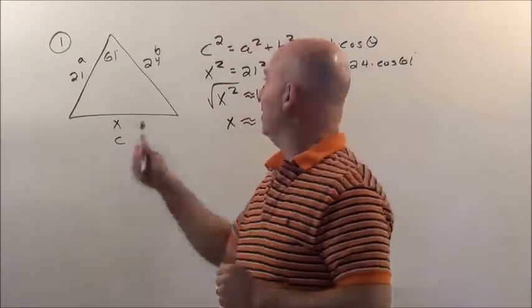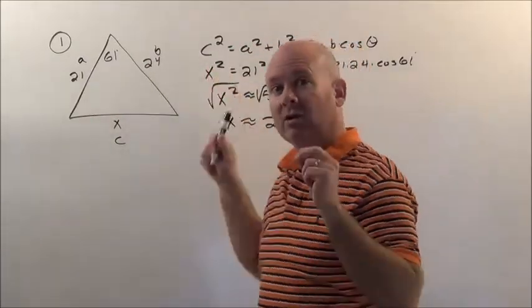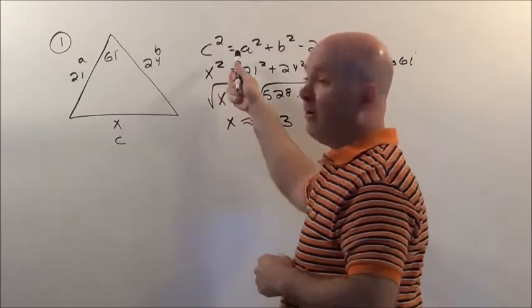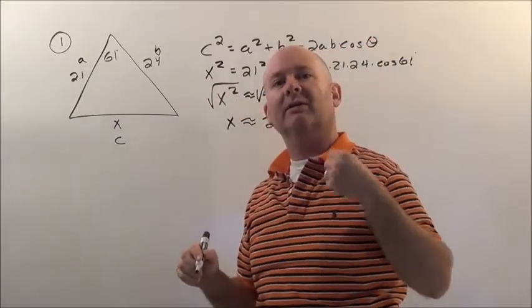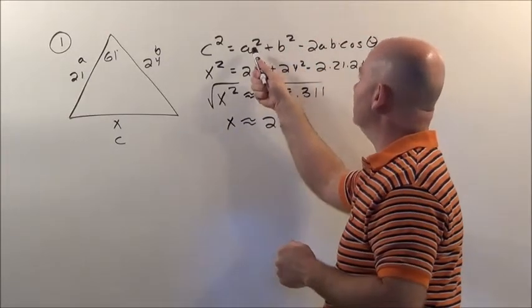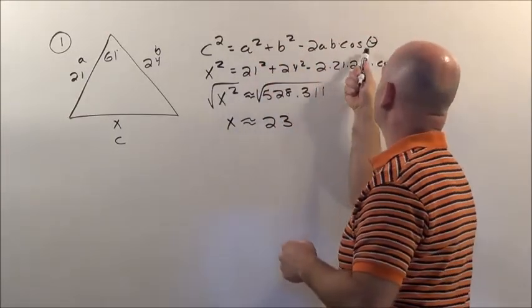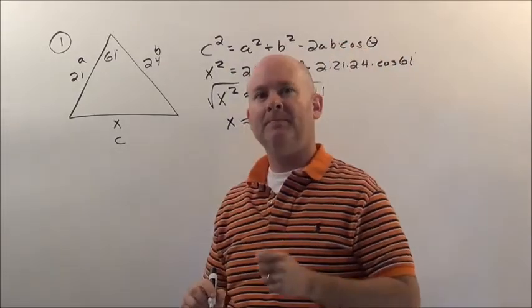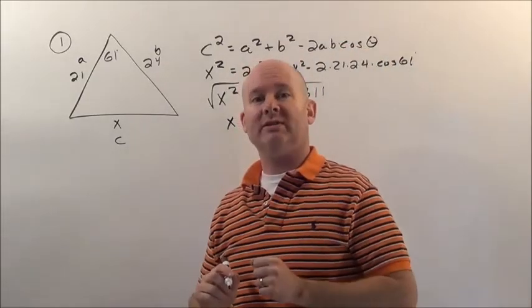Again, with the law of cosines, I remember it by thinking of the Pythagorean theorem, a squared plus b squared, but then I have to take away a little bit, which is simply 2 times that length times the cosine of theta. There you have it, a law of cosines problem for you.